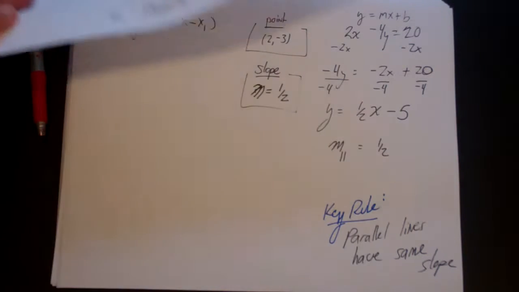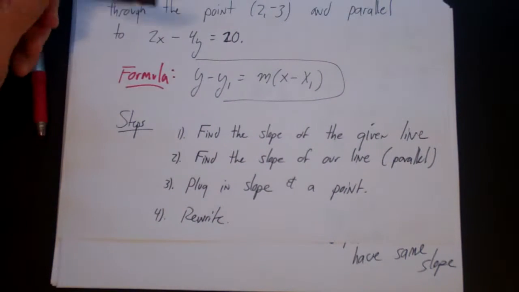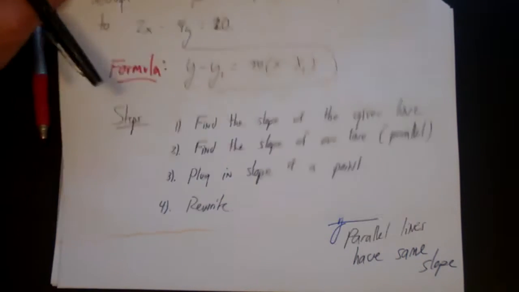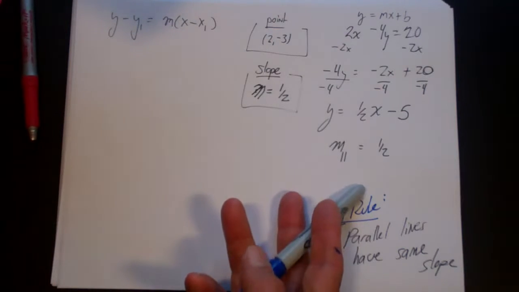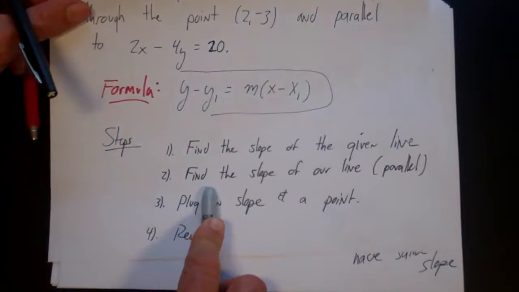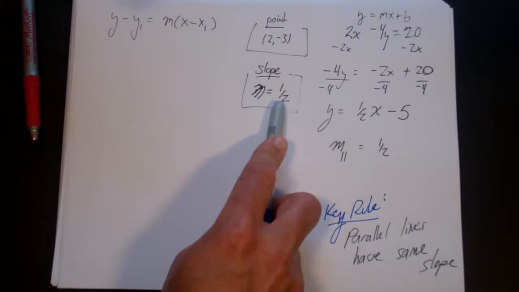Let's look at our steps again. The steps are, first we have to know the formula. But once we know the formula, the very first step is find the slope of the given line. In this case, it was 1/2. The second step is find the slope of our line, which is parallel to the given line. So that's going to be 1/2 as well.